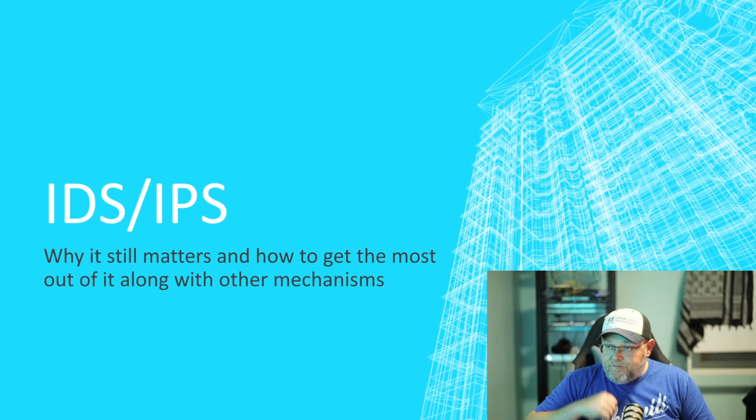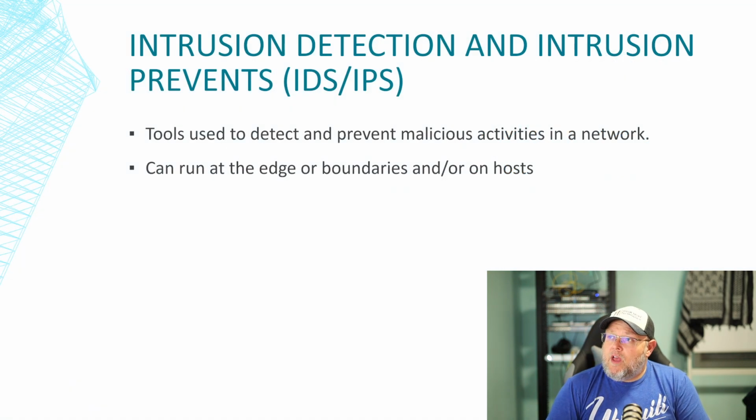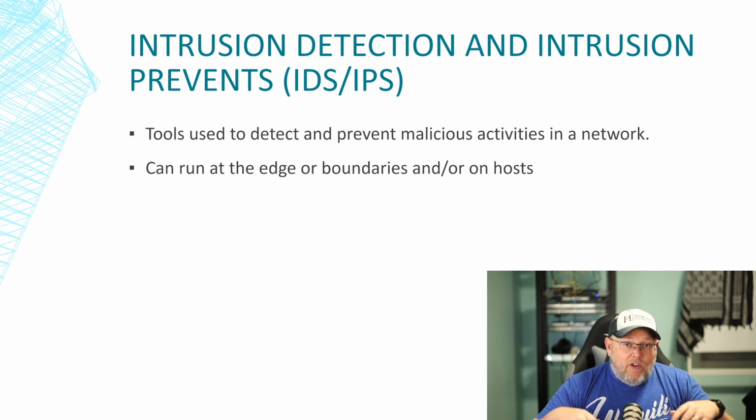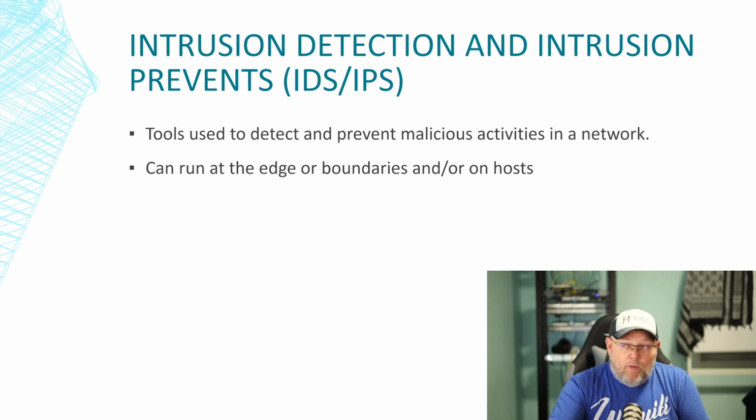So I call this IDS, IPS, why it still matters and how to get the most out of them along with other mechanisms. So there will be more to this with some in-depth configurations coming soon with some hardware you haven't seen yet. So what is intrusion detection and intrusion prevention, IDS, IPS? They are tools used to detect and prevent malicious activities on a network, and that could be at the edge or network boundaries, or on hosts. So it can run in multiple places on your network.